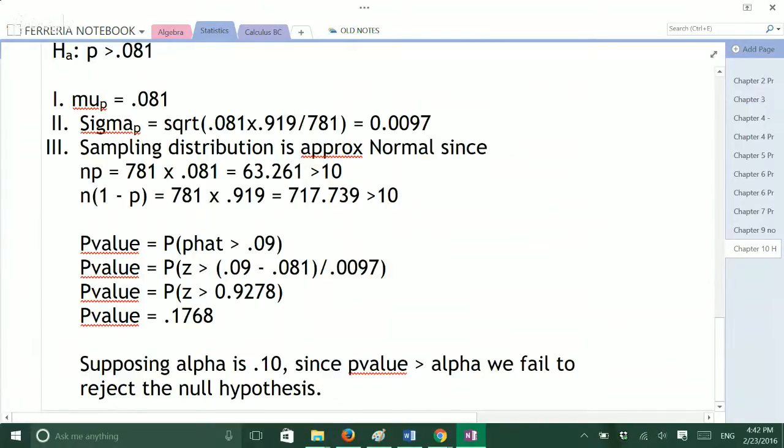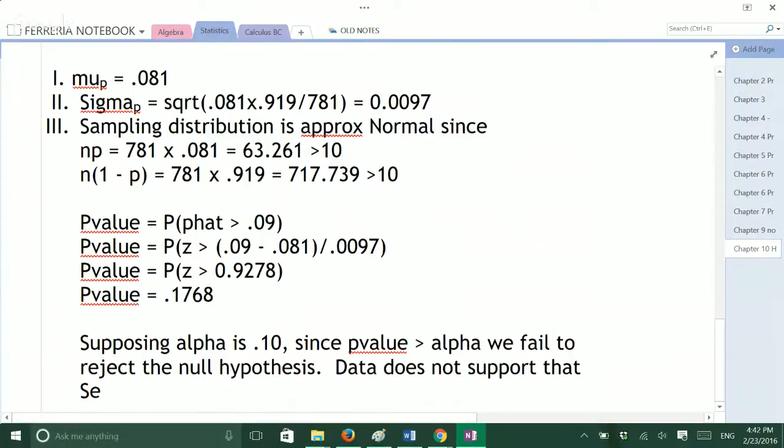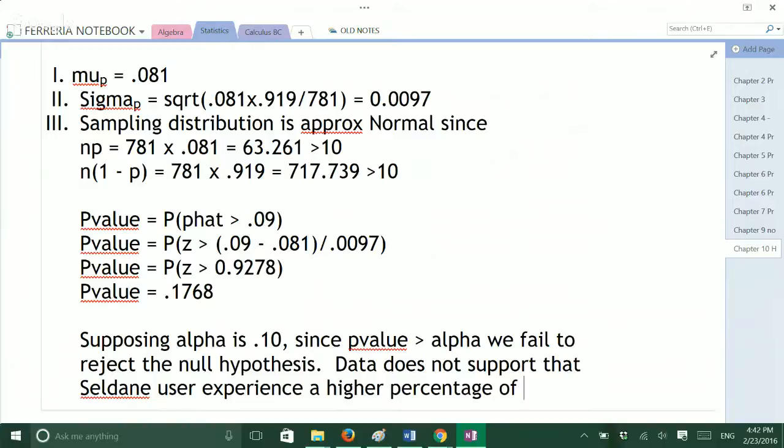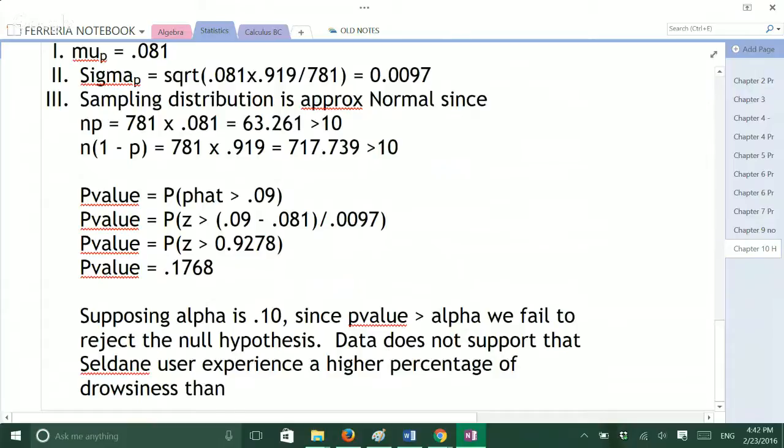What does this mean? The data does not support that Seldane users experience a higher percentage of drowsiness than placebo users. That's kind of nice, right?